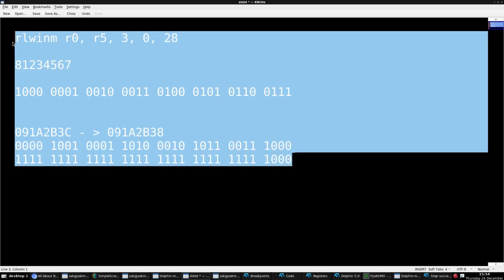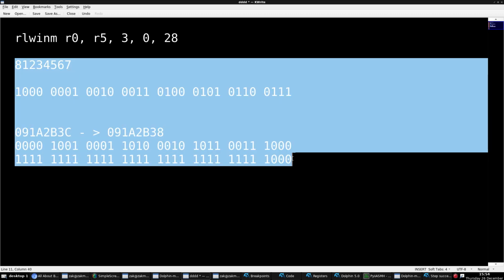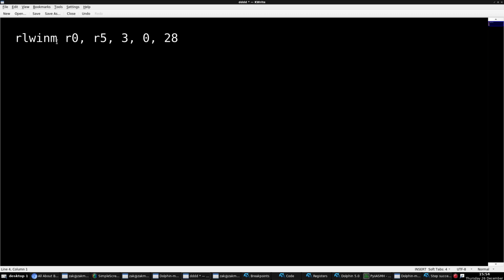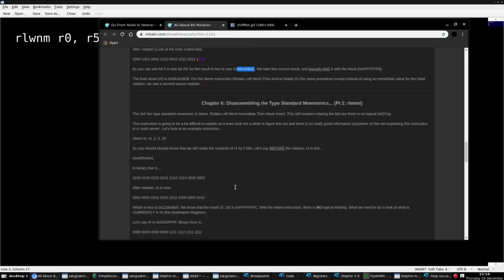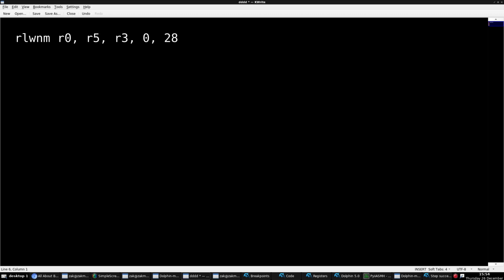A lot to take in, but just take your time with this. And if you use rotate leftward, then AND with mask with no immediate value, this value will be represented by a register, like R3. Obviously, if the register value is not in the range of 0 to 32 in decimal, you get a compilation error. Okay, so this next one is very tough. I'm gonna get a sip of water.